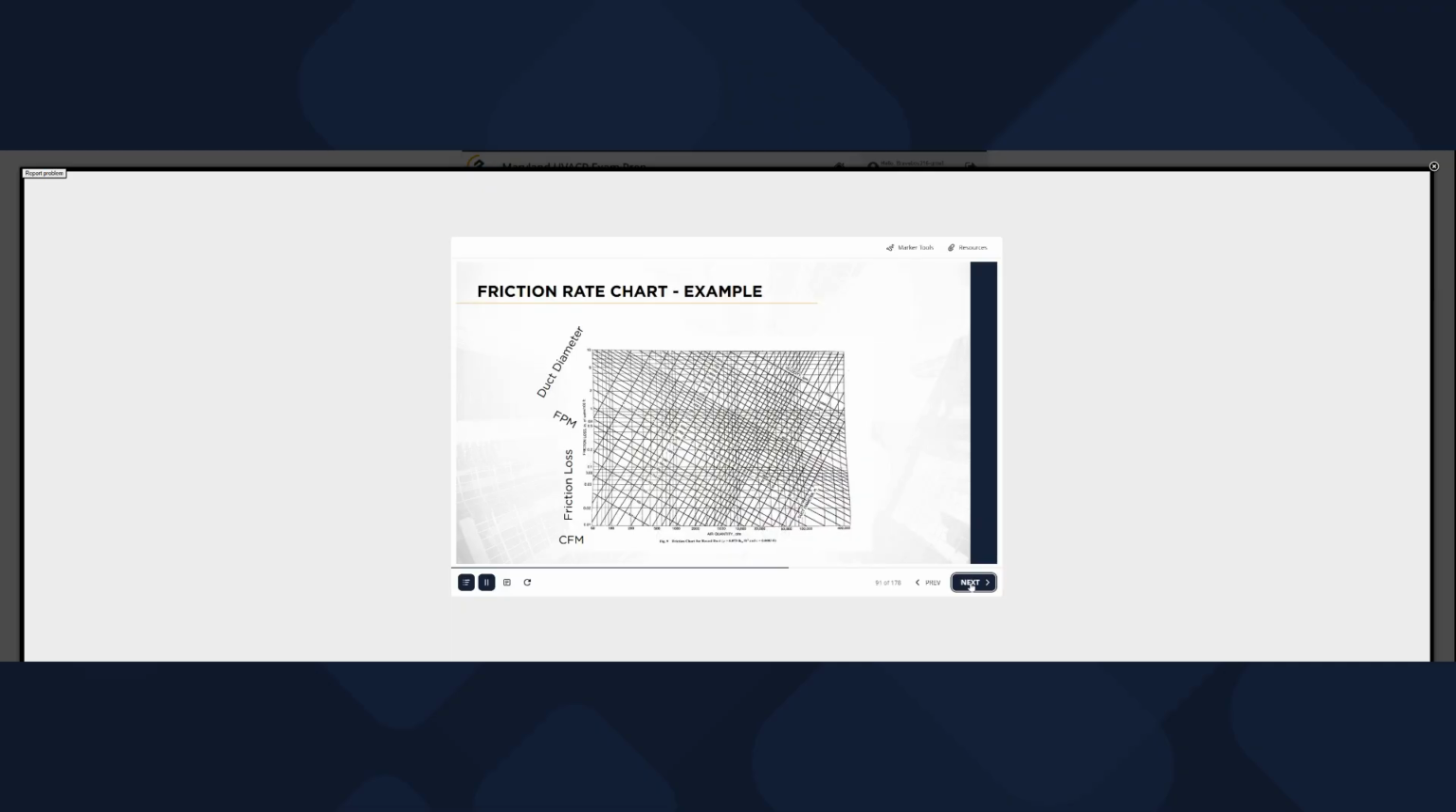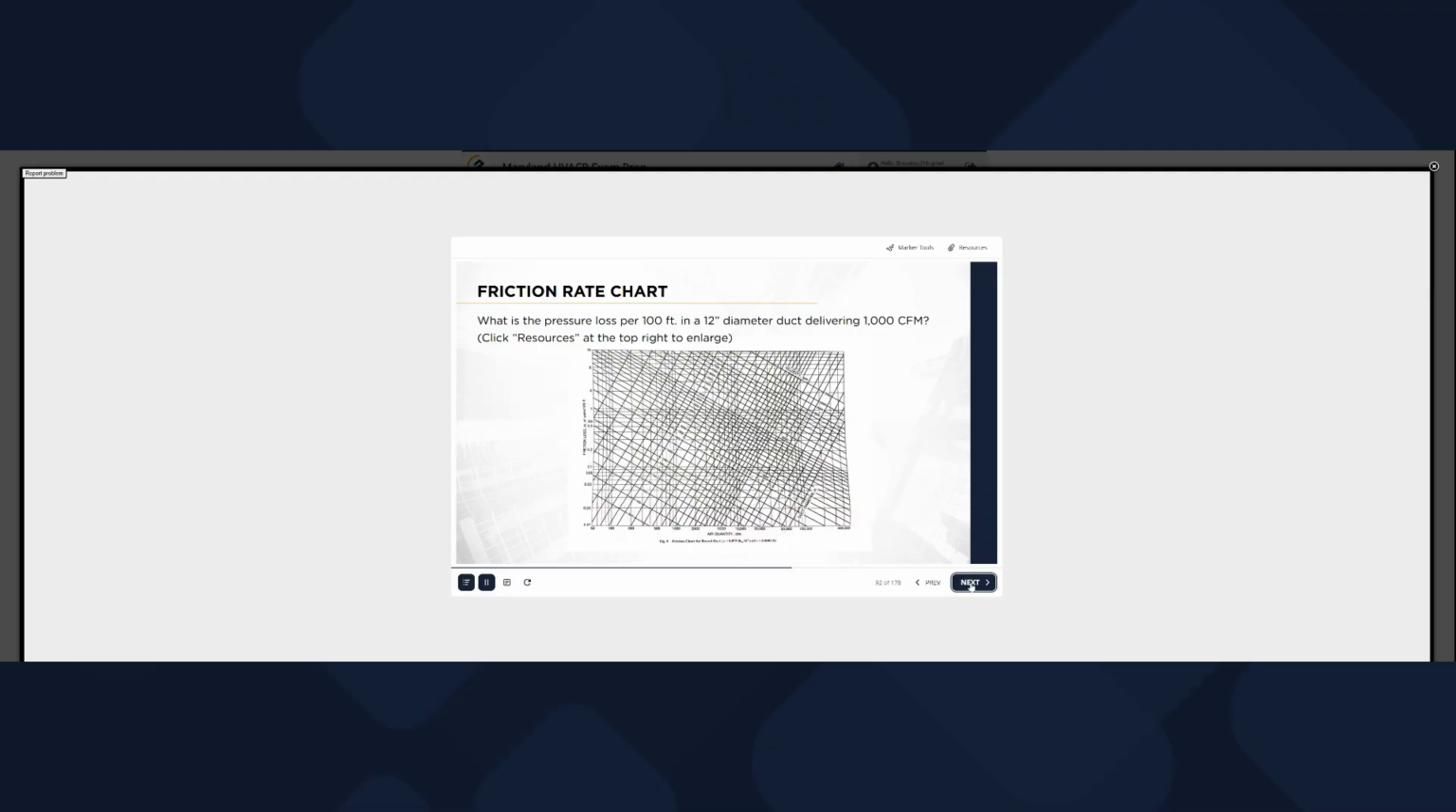This is a friction loss chart for round ducts. Click Resources at the top right to enlarge the image. Duct diameter lines are diagonal going up from left to right. Velocity in feet per minute is indicated by the lines running down diagonally from left to right. Friction loss is listed on the left y-axis. Air quantity in cubic feet per minute is listed on the x-axis.